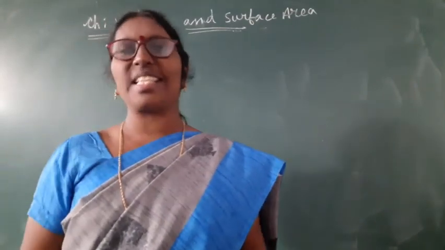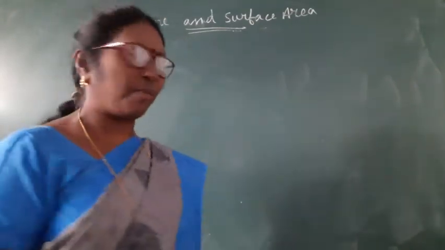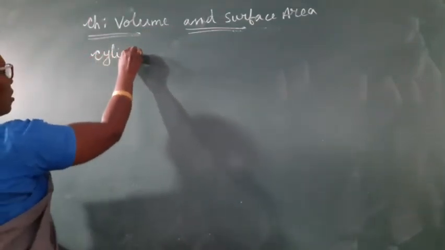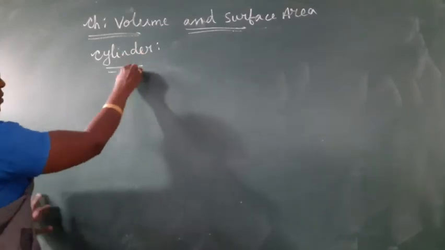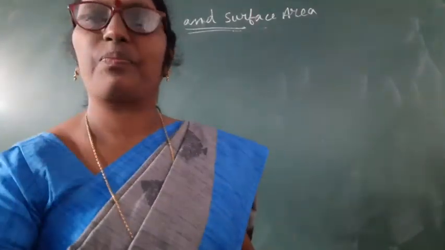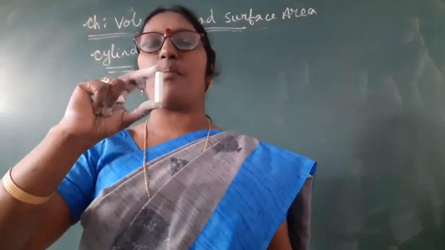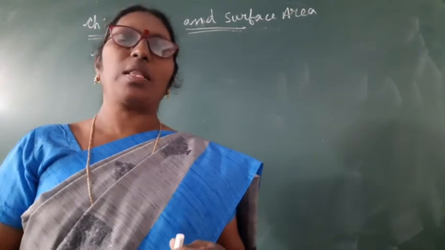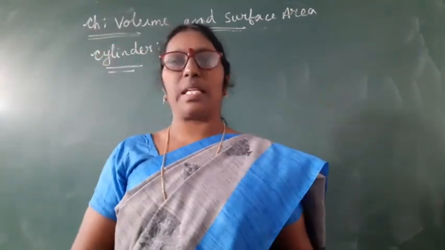First of all, what is a cylinder? Let us learn. Let me give you a few examples of cylinders. When we say cylinder, at once a gas cylinder comes to my mind. A chalk piece is a good example of a cylinder. Your pens, pencils, all these are good examples of cylinders.